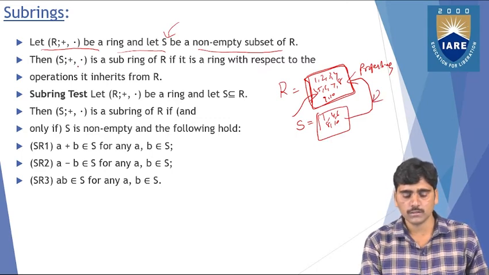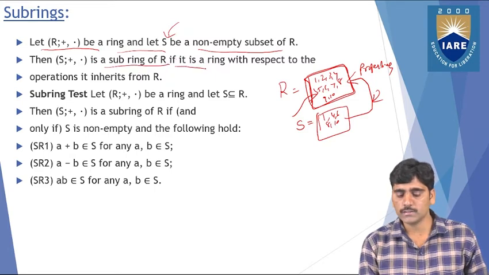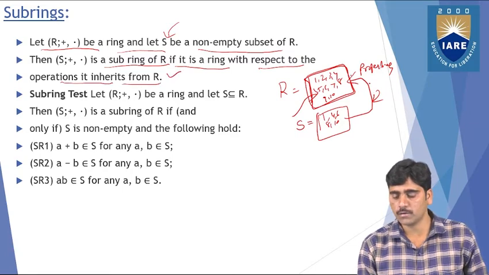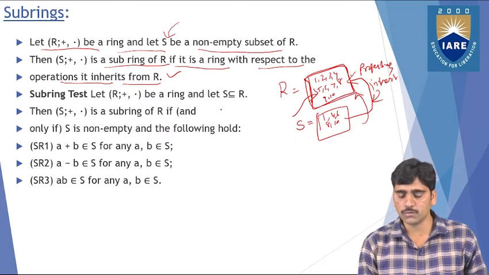Then S plus dot is a subring of R if it is a ring with respect to the operations it inherits from R. So this is what we are mentioning here. R is a ring that can have some properties, and S is a subring. It is also a ring which acquires the properties from the ring.